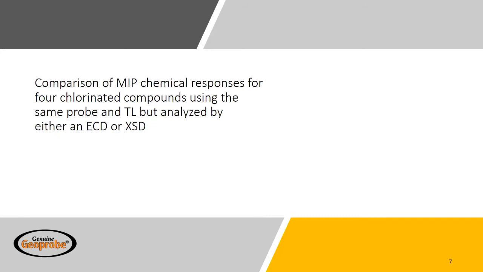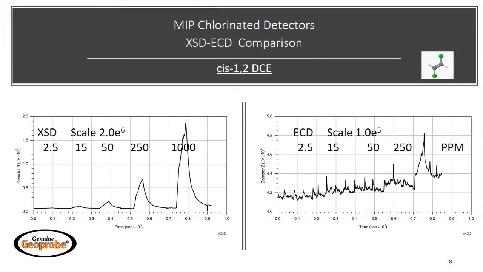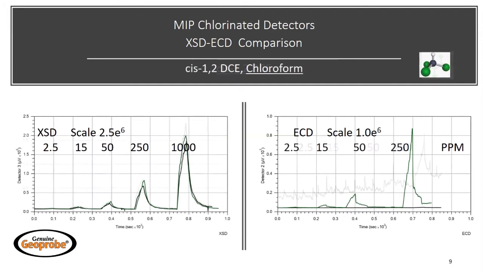These were performed using the same membrane probe and trunk line, although different GCs were used to vary the detectors. We will start with cis-12DCE, which has 2 chlorines on a carbon double bond. Keep an eye on the detector graph scales as we go through these. The concentrations range from 2.5 ppm to 250 ppm on the ECD, while the XSD was tested up to 1,000 parts per million. The first clear response on the ECD does not come until 250 parts per million for cis-12DCE at a 1e⁵ scale.